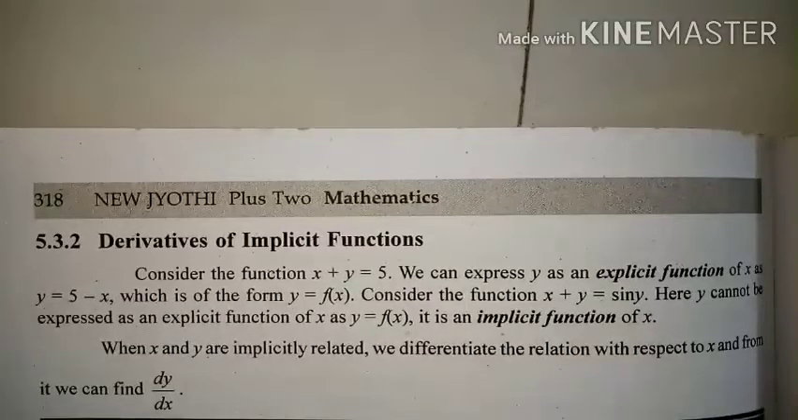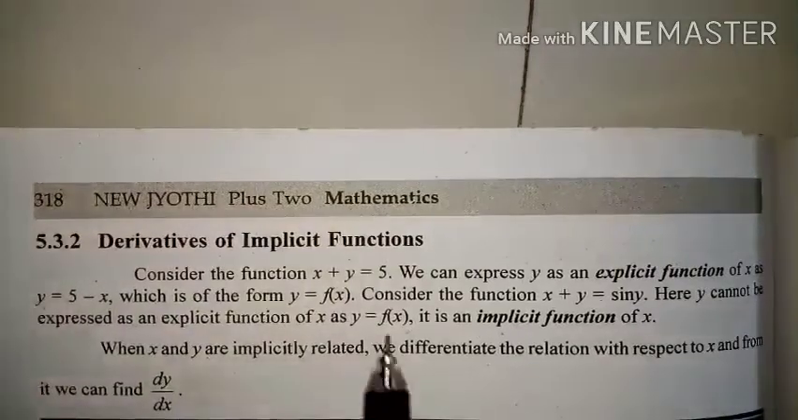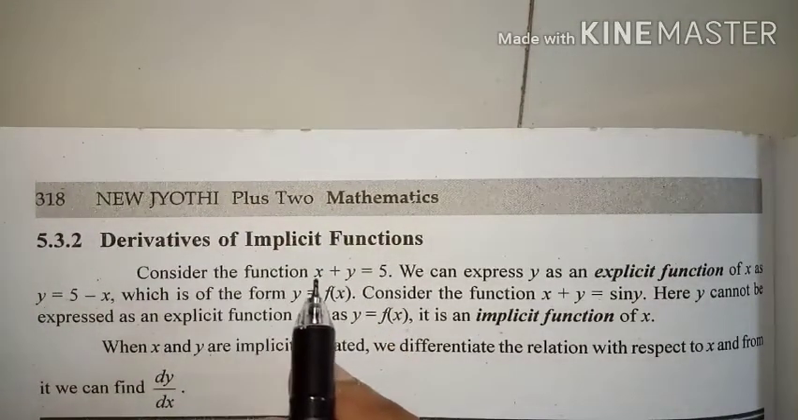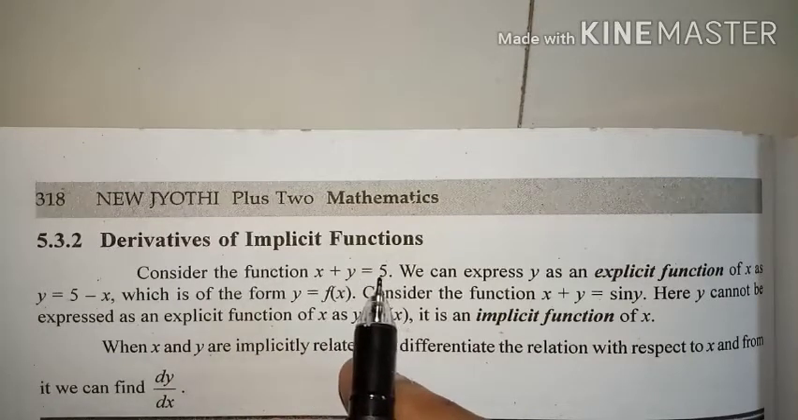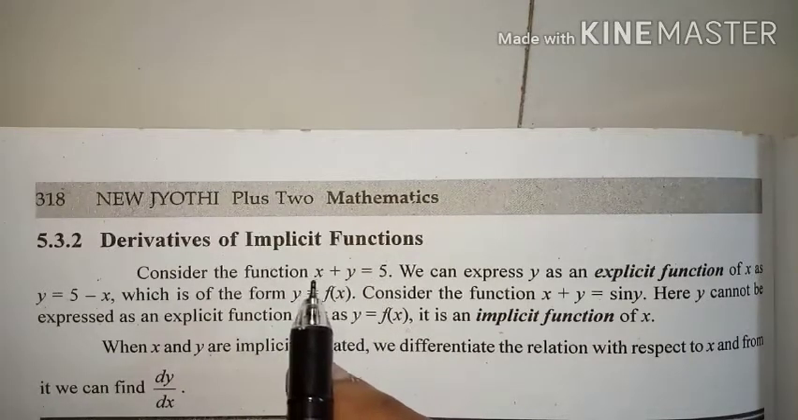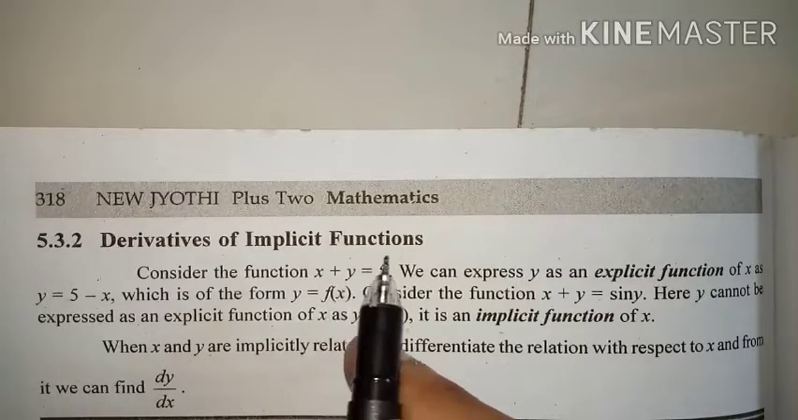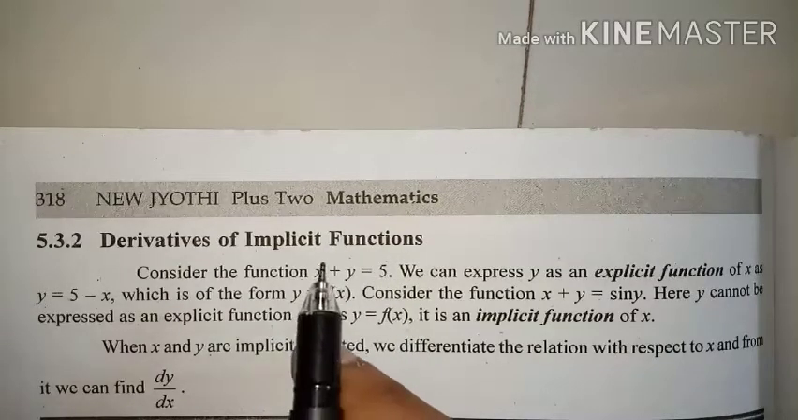Good morning, children. Let us start with derivatives of implicit function. Now let us see what you mean by implicit function. Suppose, children, if I have a function of the type x plus y equal to 5. Okay. Now if you see this example, children, here you can see that I can write y in terms of x, or I can write x in terms of y.